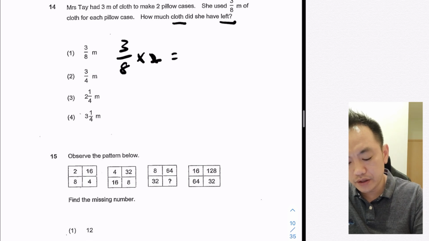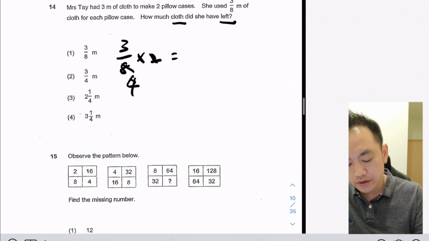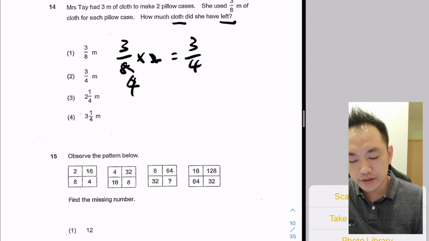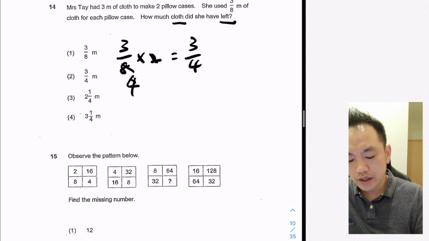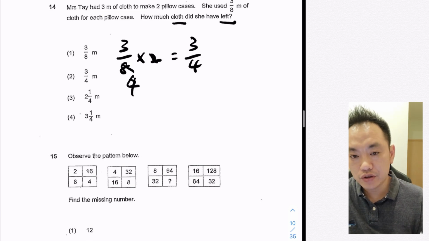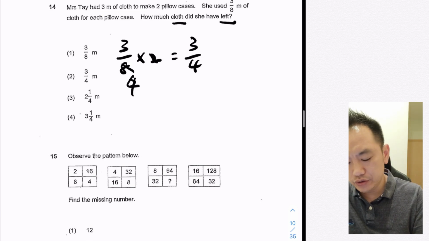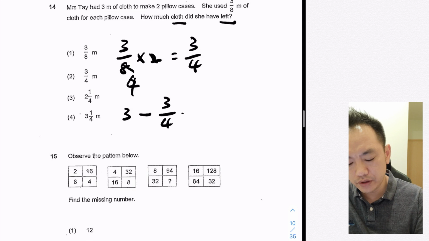This can be simplified to 4 here. So the answer is 3 out of 4. That's how much cloth she took to make 2 pillowcases. And then the question is asking how much she had left. So you need to take how much cloth she had minus the cloth she used for the pillowcases.